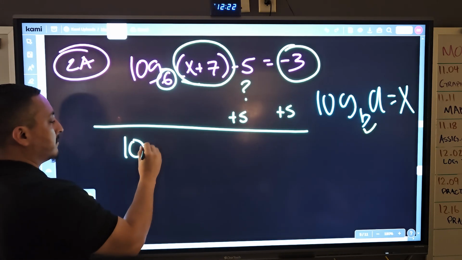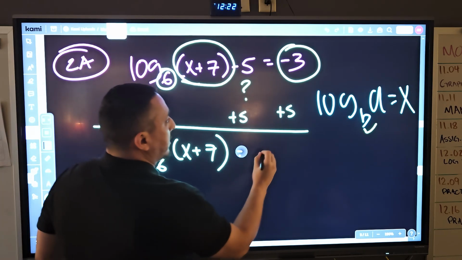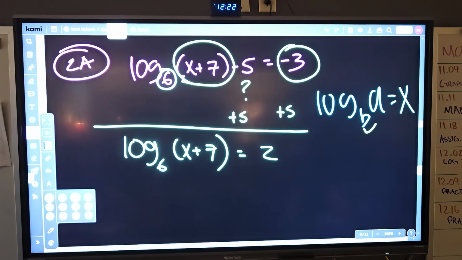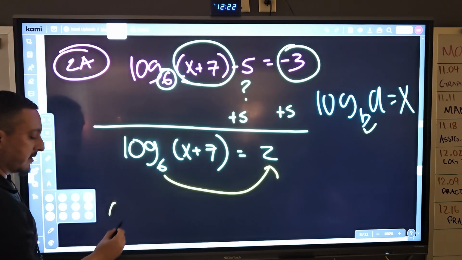And now, just doing that simple step, now it's in the right form. So not always did they come ready to go. You have to move stuff or add something. So there's your B. So 6 squared.